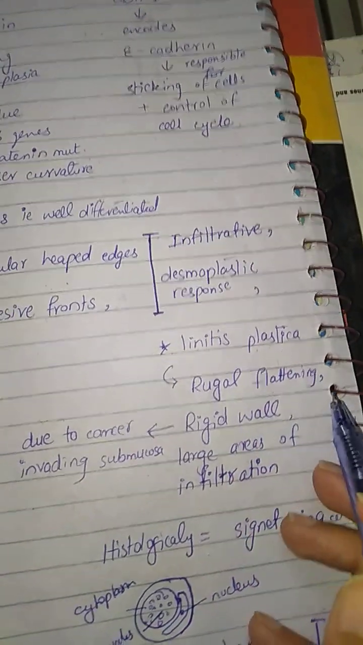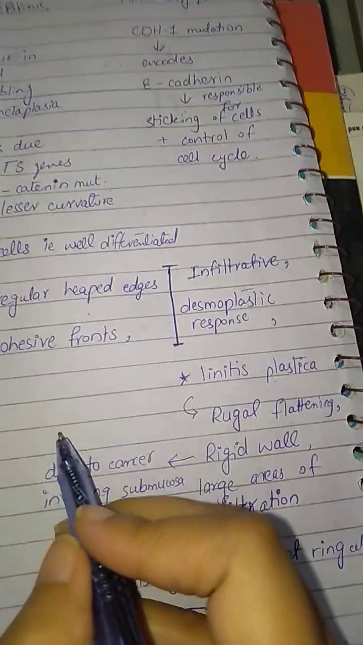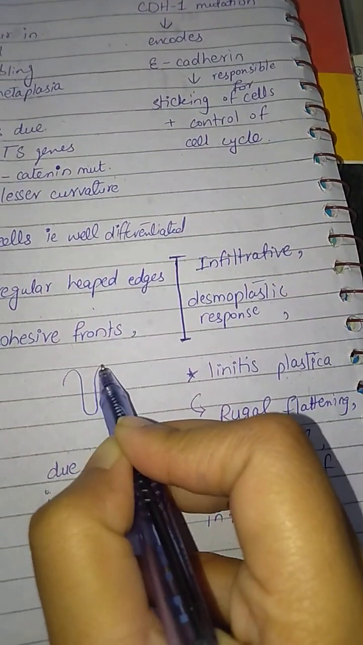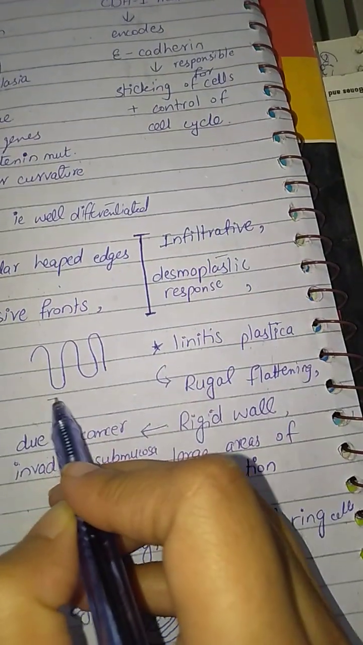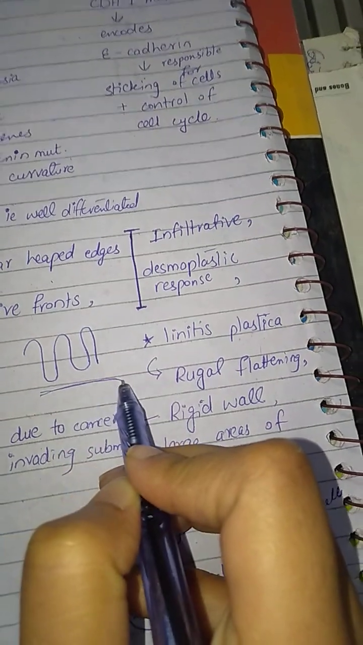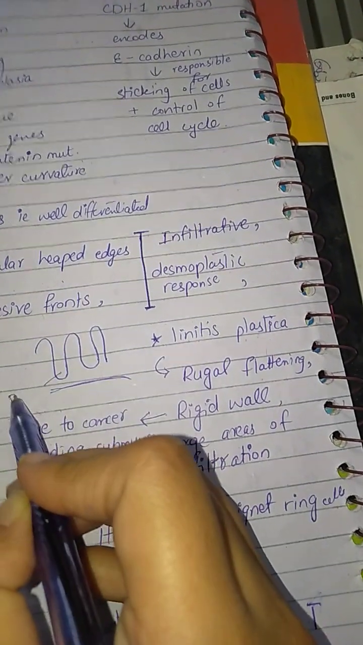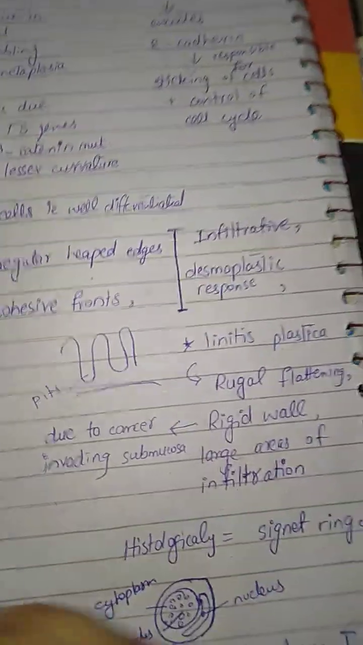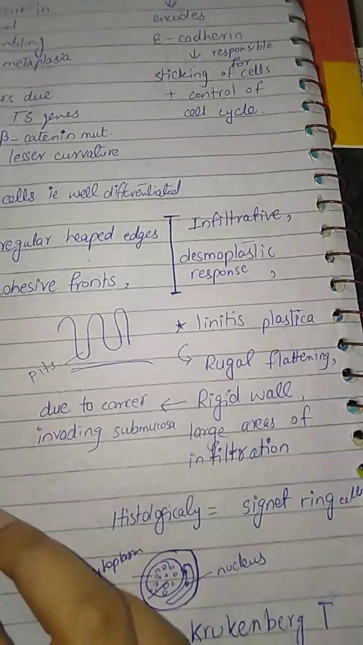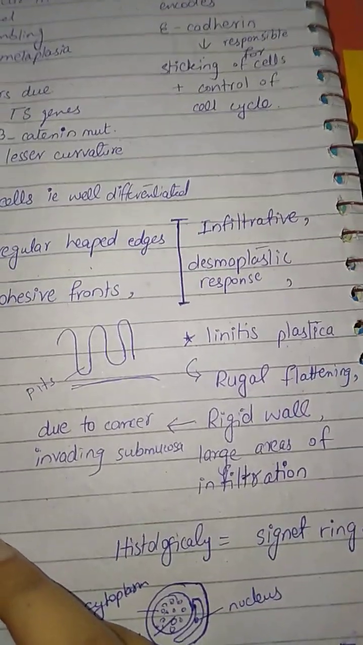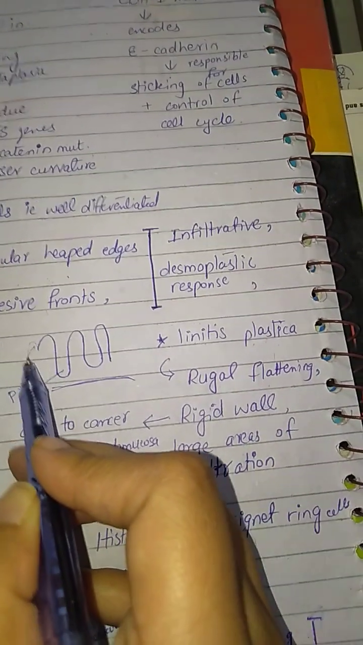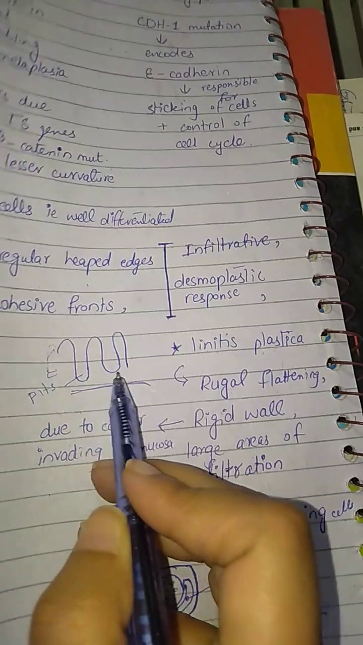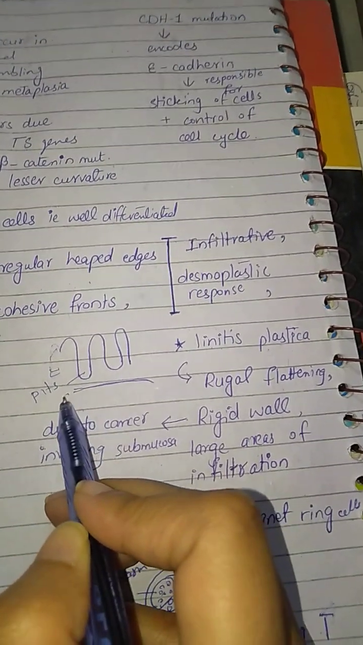What does that mean in detail is there will be rugal flattening. Now we all know that in stomach there are rugae, like this. There will be total flattening of the rugae like this. These are gastric pits. So there will be rugal flattening, and there will be a rigid wall of the stomach because of the infiltration, because all the cancer is invading this, the mucosa. This is the mucosa, lamina propria and the muscularis layer. Beneath this is the submucosa.